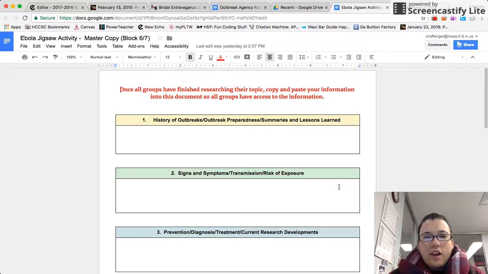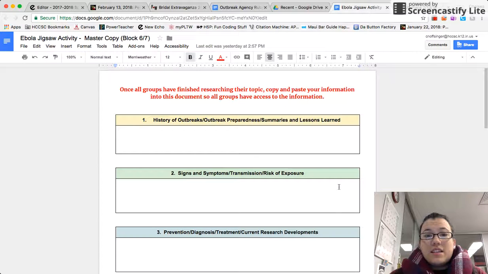Hi guys, so I wanted to explain kind of what this jigsaw activity was. What you're going to do is work with the groups that you're sitting with, and you're going to go up to Mrs. Mobley or Mr. Goodnight, and you're going to get a piece of paper that has a number on it. You're going to randomly select that, and that is going to be the category in this Google Doc that you're going to be researching.